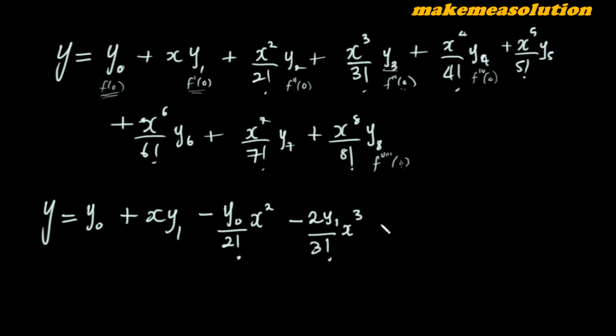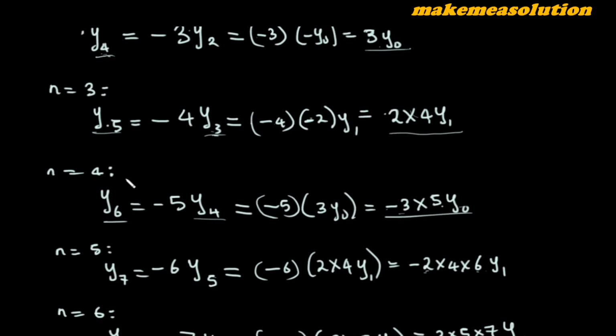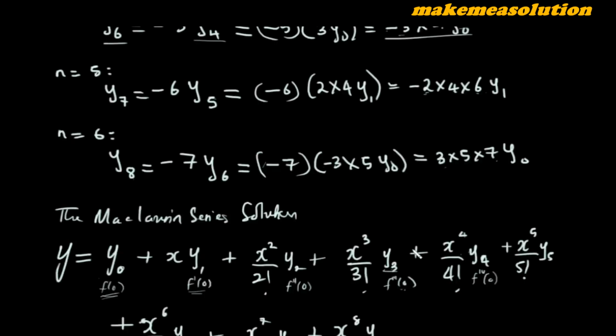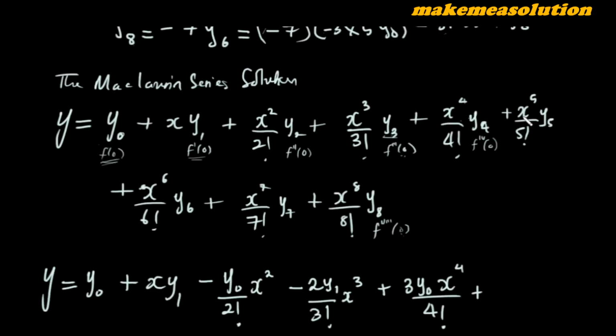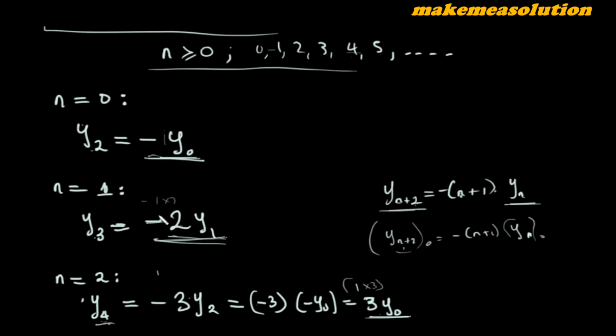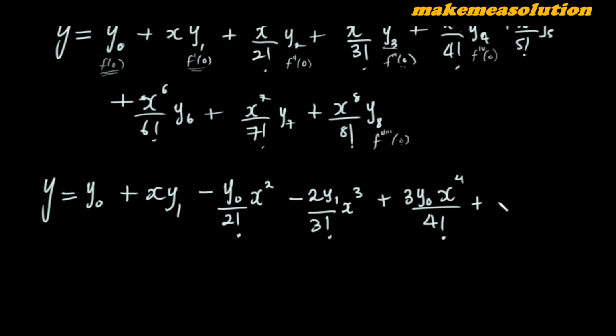Are we good? Then if I go to y4, what is y4? I'm tracing what y4 is. y4 is 3 y0. So instead of writing y4, I'm going to write plus 3 y0, then x to the 4 over 4 factorial, then plus, let's continue. My y5, what is my y5? My y5 is actually 2 times 4 y1. Then I have 2 times 4 y1 all over 5 factorial, then x to the 5.